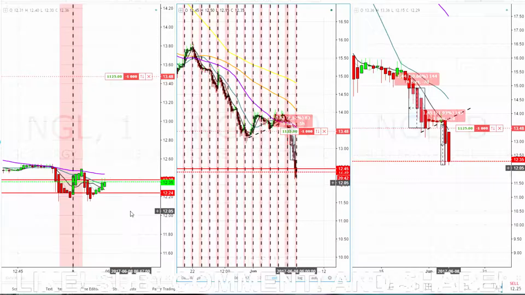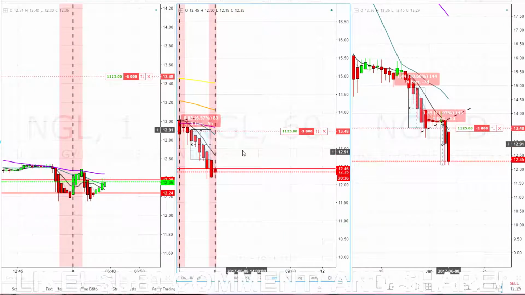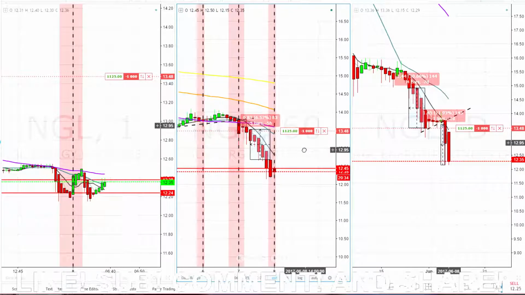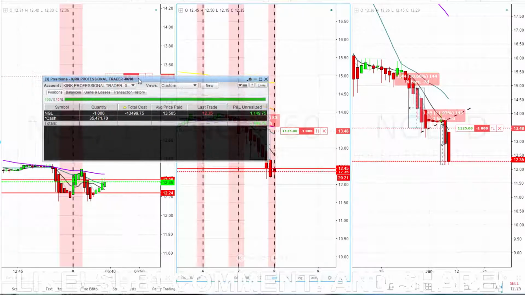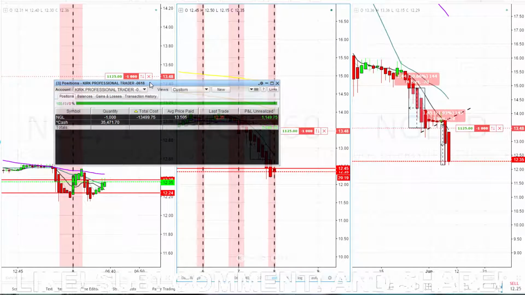And here's a swing trade I did yesterday. So I'm just looking at the possible. So here's my current gain. I'm at around 1200. This is just a paper trade right here. That's on the chart. And here's my current gain. It's actually 1149.75.